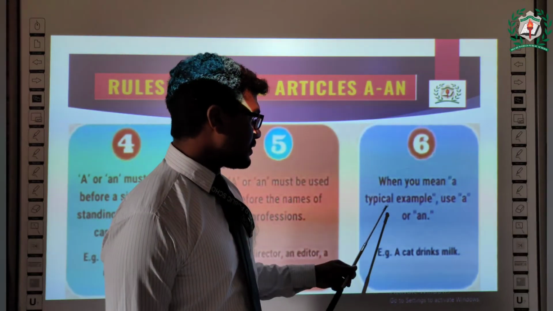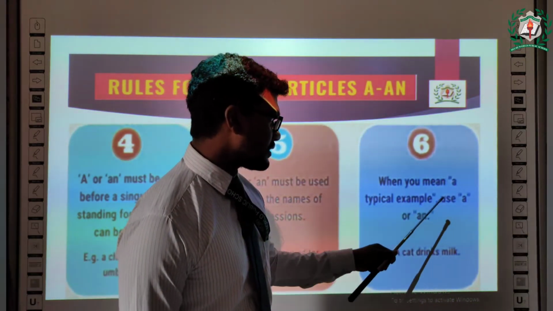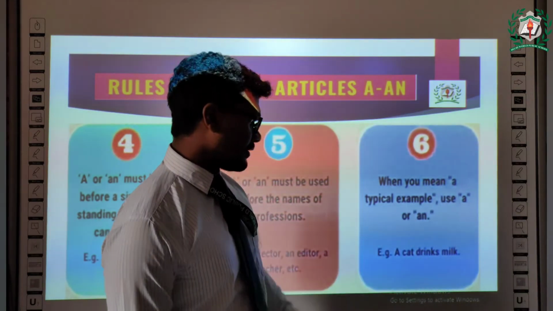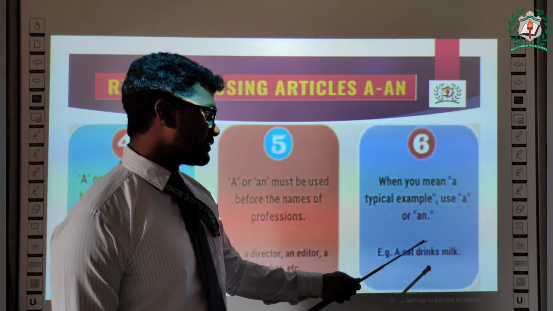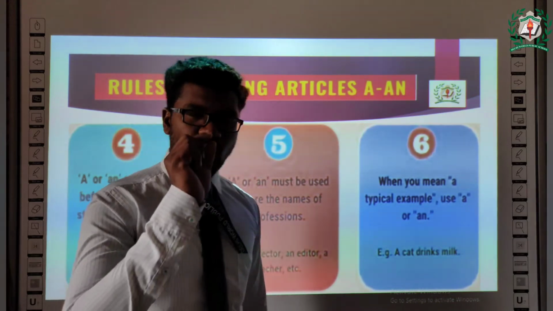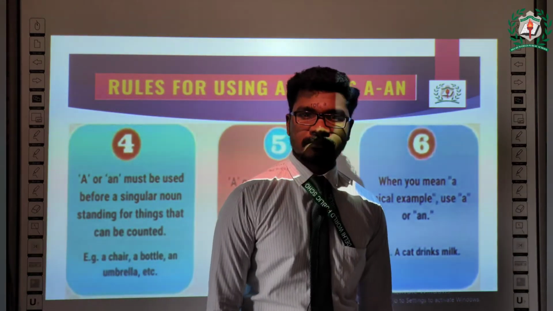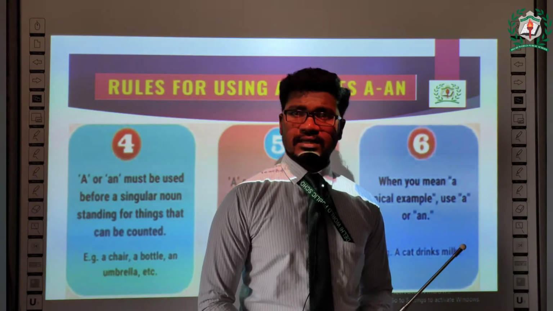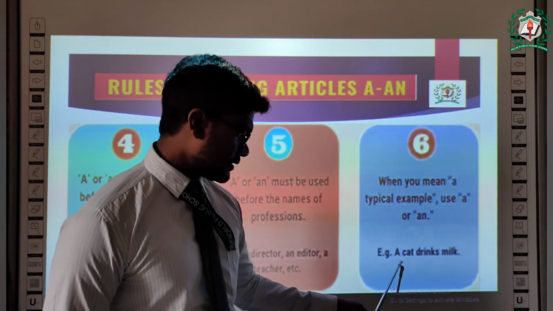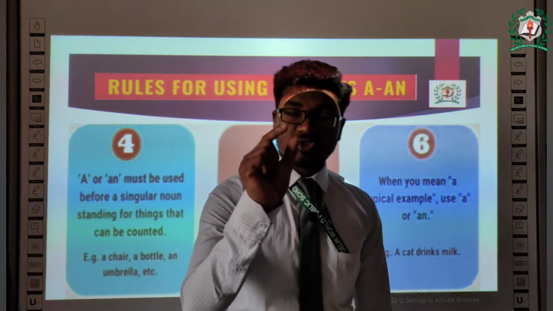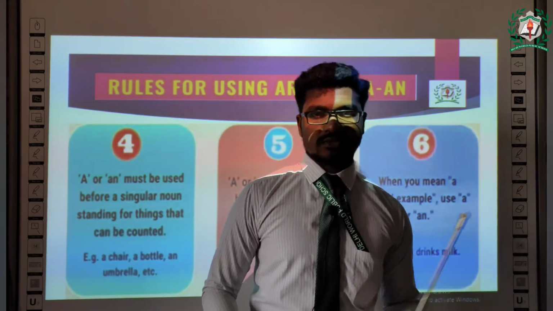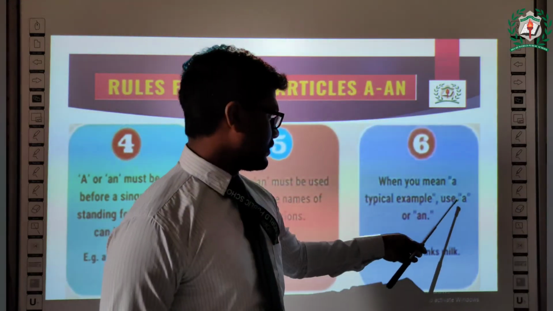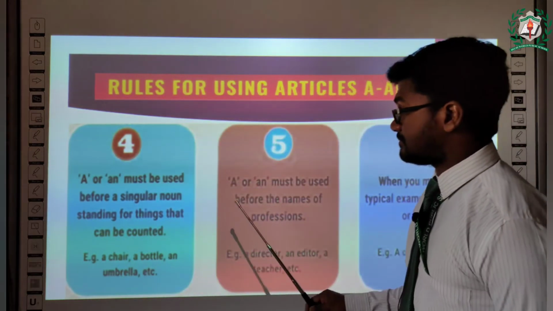Sixth one, when you mean a typical example, use a or an. A cat drinks milk. Typical example, one particular example we are using. There are many domestic animals, pet animals, but we are using cat, a specific one. So we can use a or an.